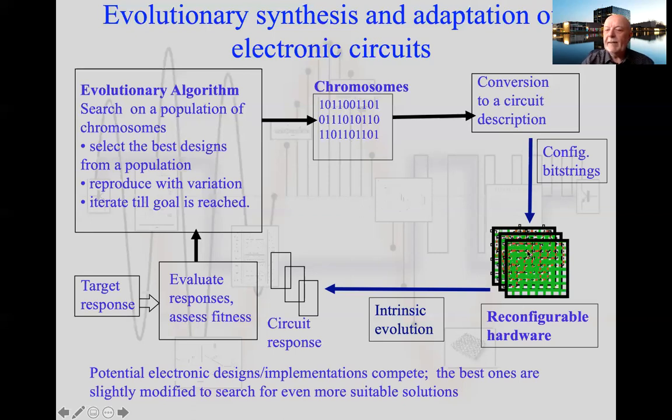which we then run again to get a circuit response for each of the members of the population, which we can then feed back into our evolutionary loop to produce the best ones and use those as parents to produce the next set of chromosomes, and so on around the loop until whatever your stopping condition happens to be. So extrinsic and intrinsic evolution, off-chip and on-chip, are the two common ways of doing evolution on hardware.